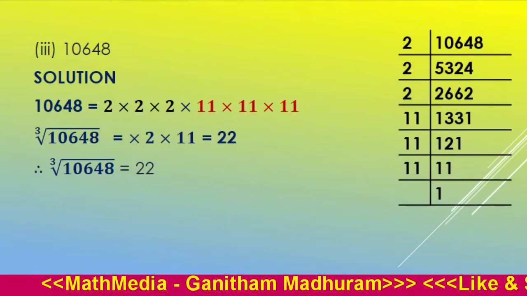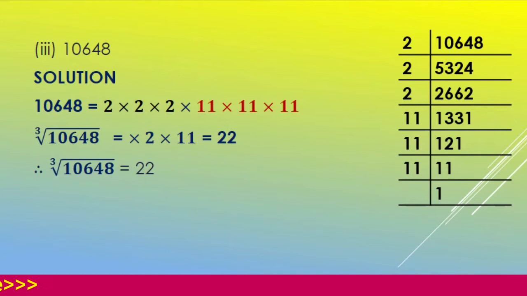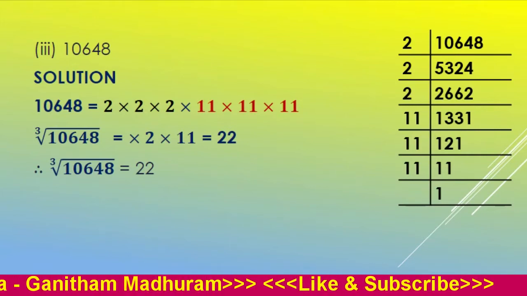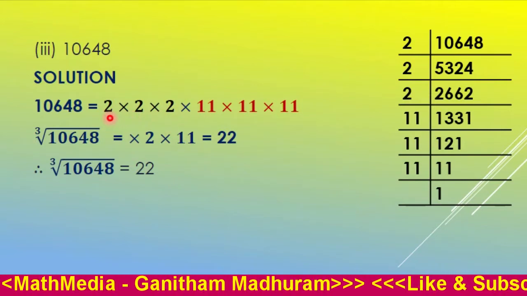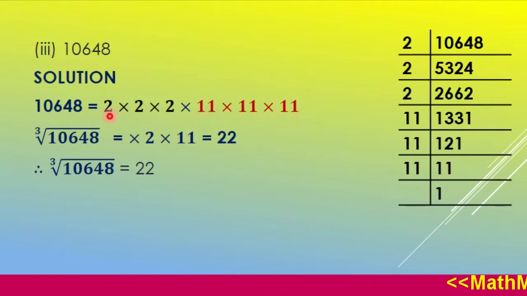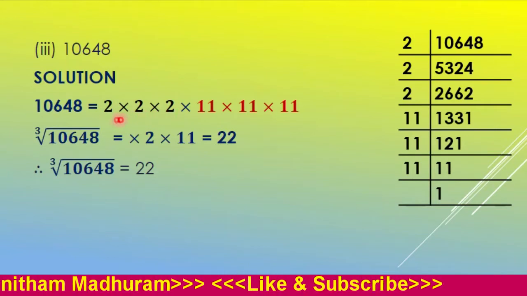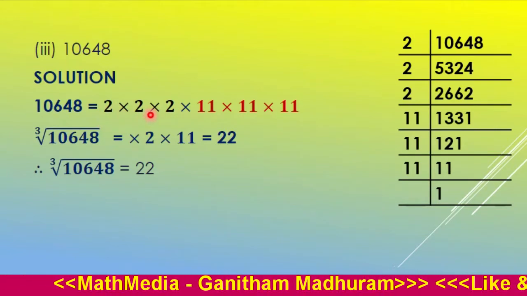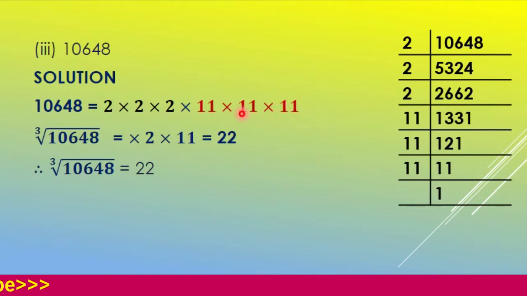Next is 10,648. We will do the prime factorization of 10,648. We get the prime factors as 2, 2, 2 and 11, 11, 11. Next step, we are making a group of 3. So I am getting a group of 3 of number 2 and I am getting another group of 3, that is of number 11.